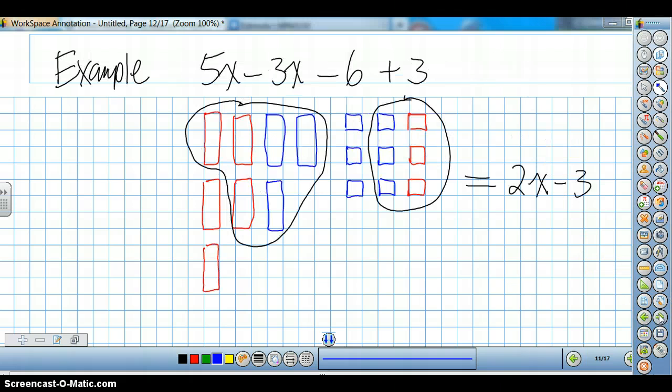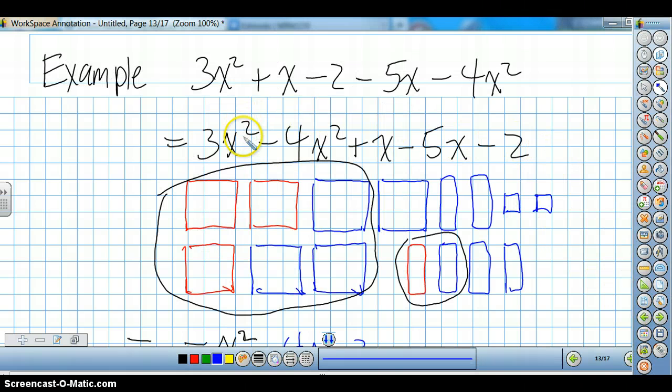Let's go to the next example. I have 5x, so 5 red skinny ones, minus 3x, 3 blue ones, minus 6, so that's 6 of the little blue ones, and plus 3, which is 3 of the little ones. Then again, I want to look for things that I can zero out. So if I match each blue with one of the reds, I'm left over with 2x minus 3.